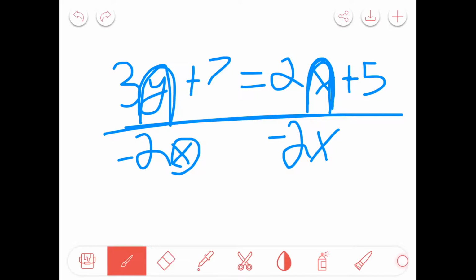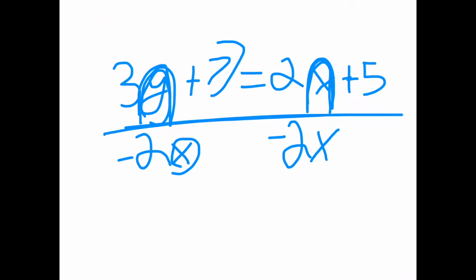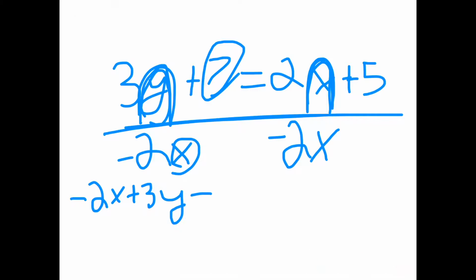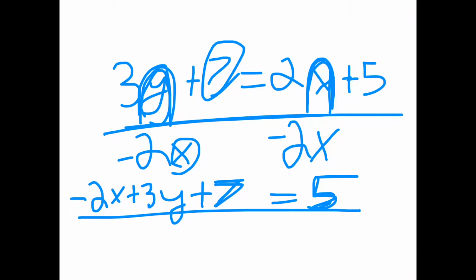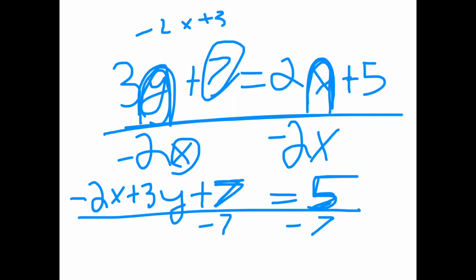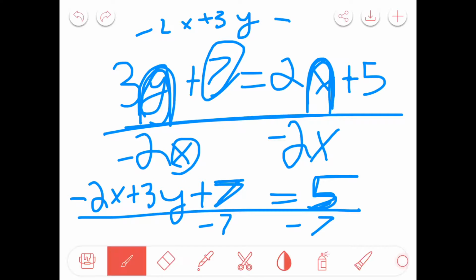Since x, y, and the 7 are different kinds of variables, we're going to put them all into one equation. So minus 2x plus 3y plus 7 equals 5. Now we know right from the get-go that 5 and 7 are constants. So let's subtract 7 from both sides so that we can get rid of this 7 and narrow it down. So minus 2x plus 3y equals negative 2, because 5 minus 7 is negative 2.